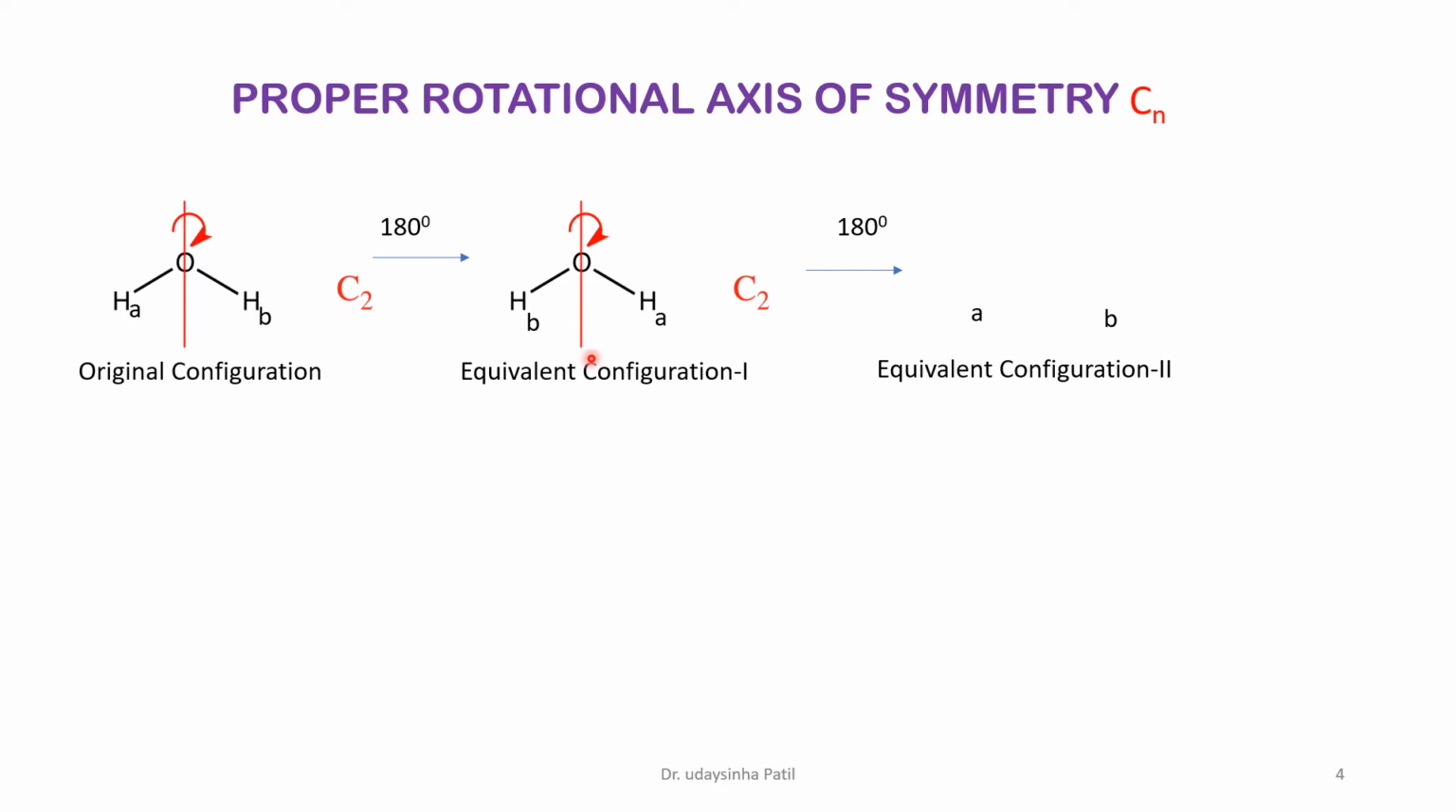The inverse is observed, but it is not exactly identical with the original configuration, and we have to complete the total 360 degree rotation. Therefore again we rotate by the remaining 180 degrees, and we get the final equivalent configuration number 2, that is HAOHB. Therefore two equivalent configurations are possible.